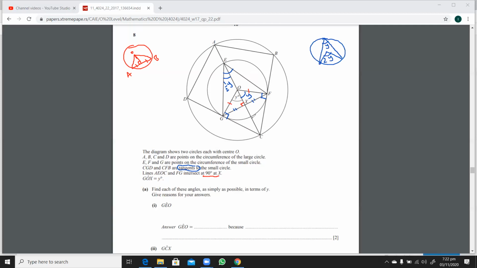Yes, Malaika. If I just draw a line of symmetry through this, you will be left with half y over here. So that is how this GEO is going to be half y. Next you have to find the angle GCX.